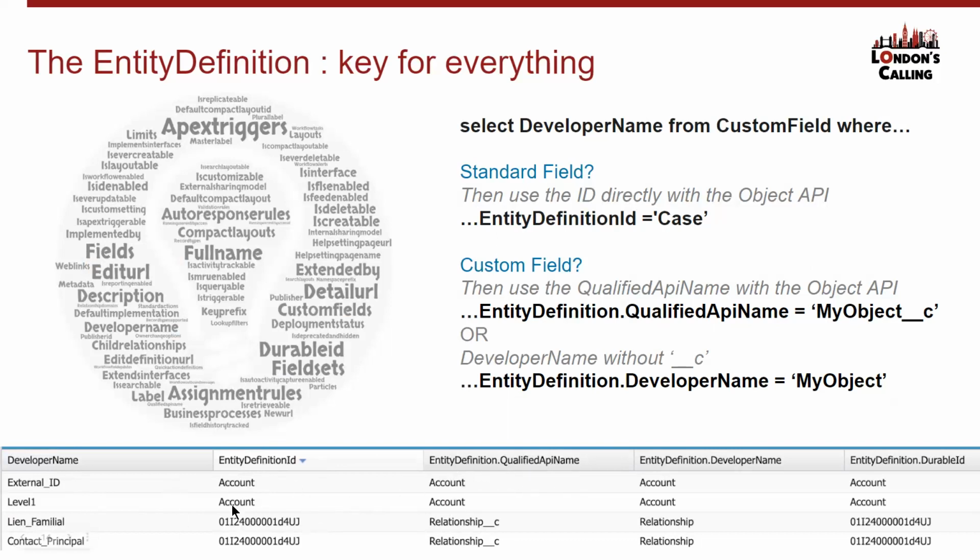And if I'm working on a custom object, what I can see is that the entity definition will be a real ID, and the qualified API name is the name of the object as I'm used to working with it.